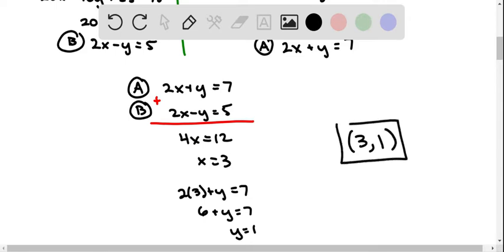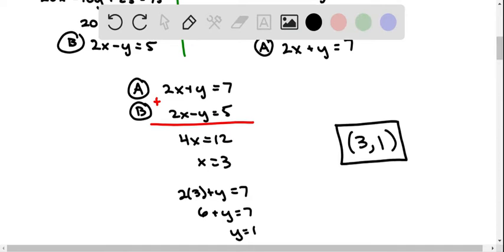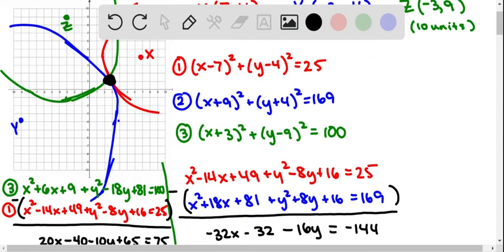Now let's look back at the graph and see if that seems reasonable. That does seem reasonable, I would say, for that intersection point right there.